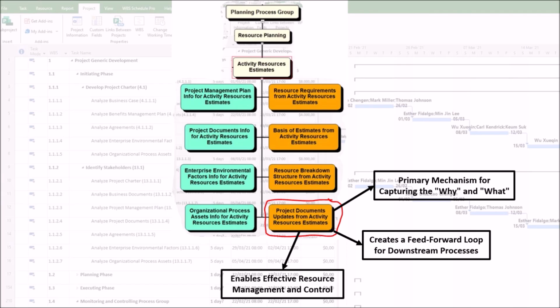Second, proactive problem solving. By having a detailed resource breakdown structure and resource calendars, a project manager can proactively identify potential resource conflicts, bottlenecks, or overallocations before they cause schedule delays. Third, change management. If a stakeholder requests a change, the impact analysis must include resource implications. Having well-documented resource requirements makes this analysis faster, more accurate, and more defensible.